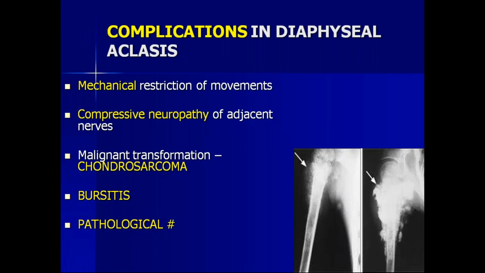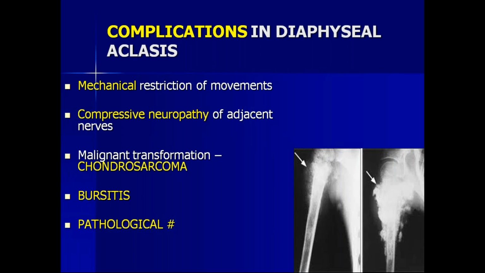If they are multiple, it is called multiple hereditary osteochondromas or exostosis. The most common problem with osteochondromas is bursitis. So there is irritation of the tissue over the tumor, that is bursitis. Other problems are mechanical restriction of movements.